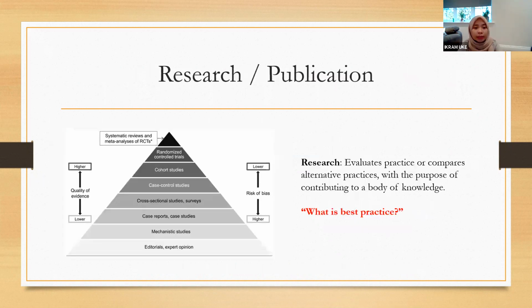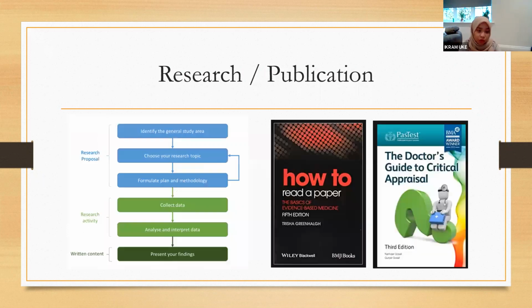Right. So the next one is on research or publication, okay? And there are different types of research, but what a research essentially is that it questions what is the best practice or how we can improve practice, really. It is with the purpose of contributing to a body of knowledge. So those are the steps of research. You choose your topic, you make a plan, collect data, analyze it, you write, and then you present your findings.